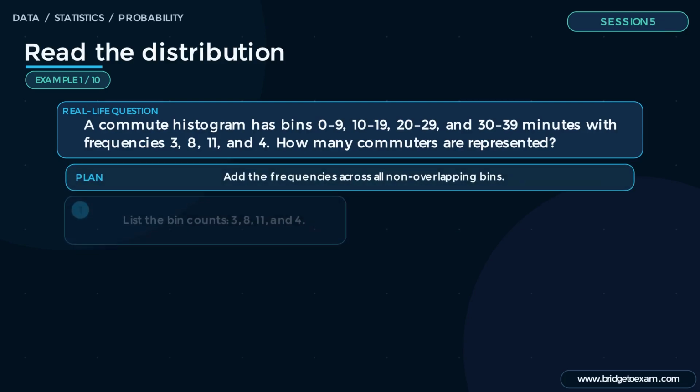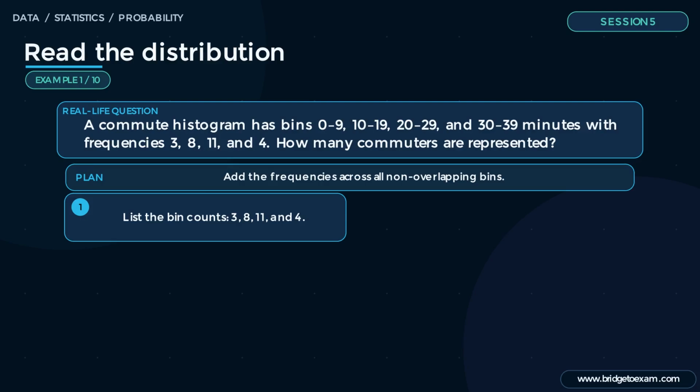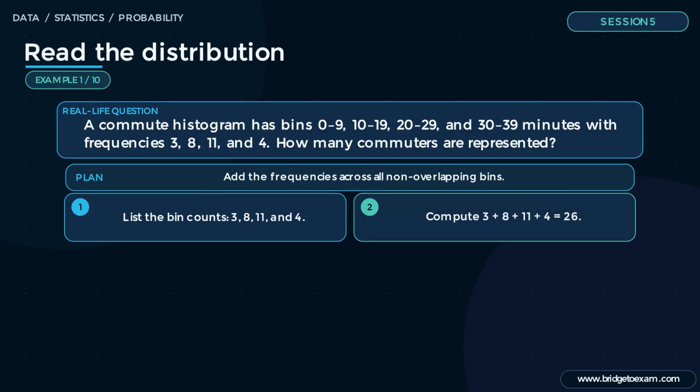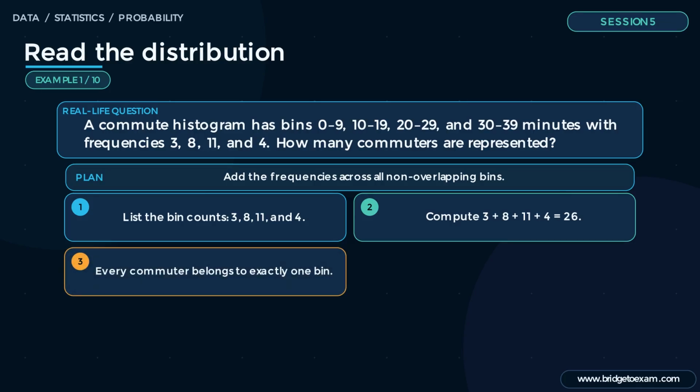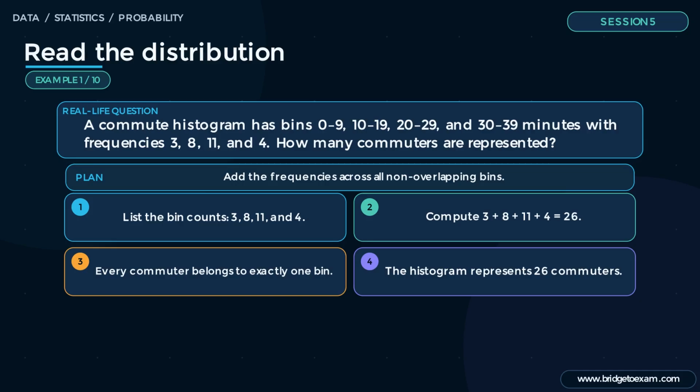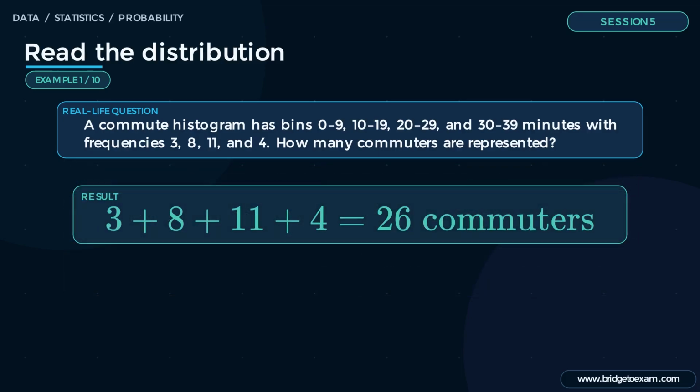Step 1. List the bin counts 3, 8, 11, and 4. Step 2. Compute 3 plus 8 plus 11 plus 4 equals 26. Step 3. Every commuter belongs to exactly one bin. Step 4. The histogram represents 26 commuters. Quick check. The sum of all bar heights must equal the sample size. This matters in real life because transit studies group continuous travel times to reveal overall patterns.